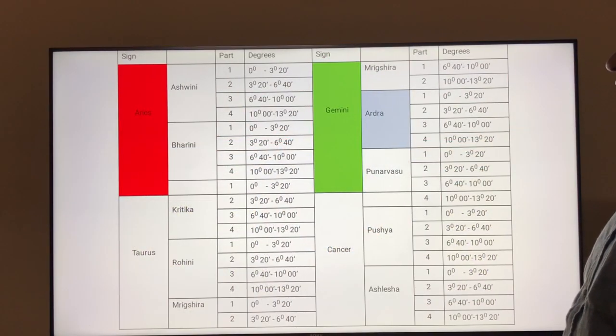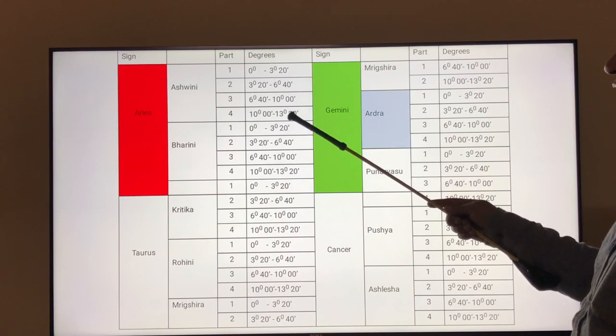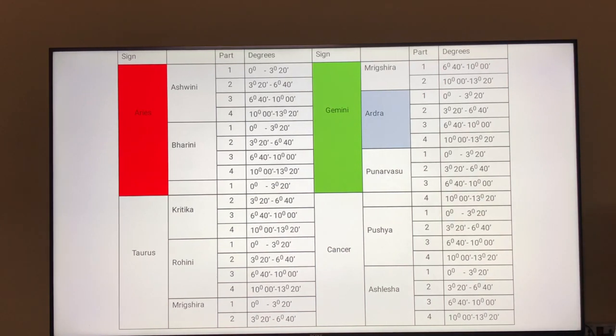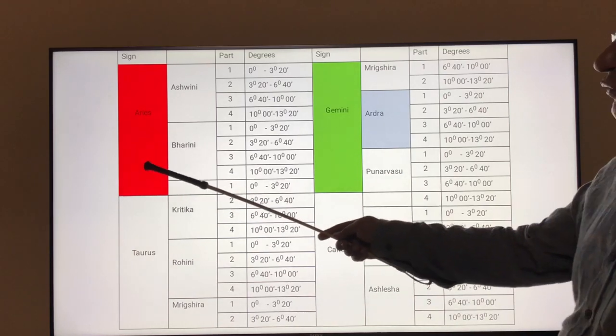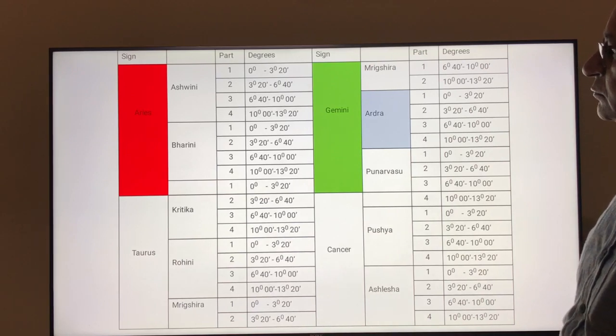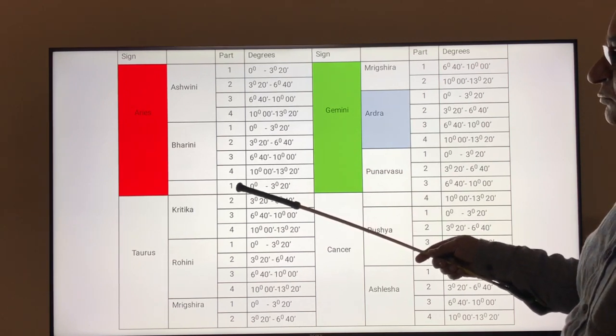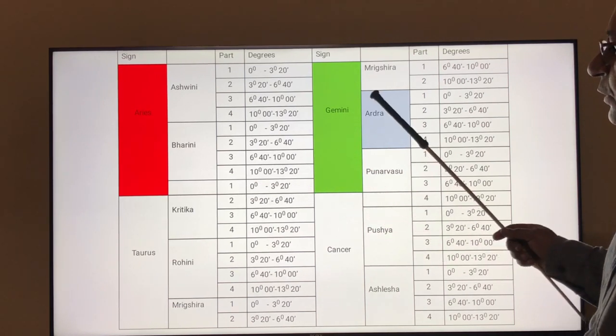Friends, as we have already discussed, there are 27 nakshatras and each nakshatra has 4 parts. Each part is 3 degrees 20 minutes, and each nakshatra is 13 degrees 20 minutes. Each sign is of 30 degrees, and there are 9 parts of the nakshatras which complete 30 degrees.